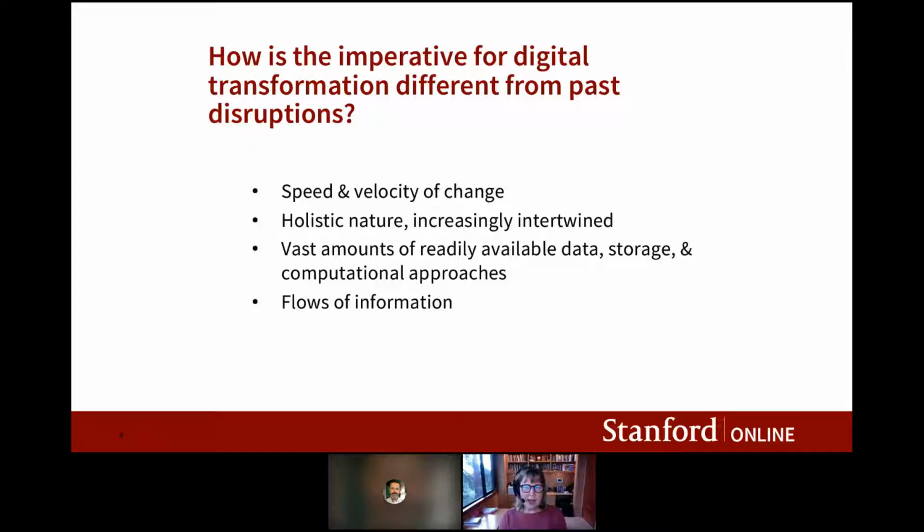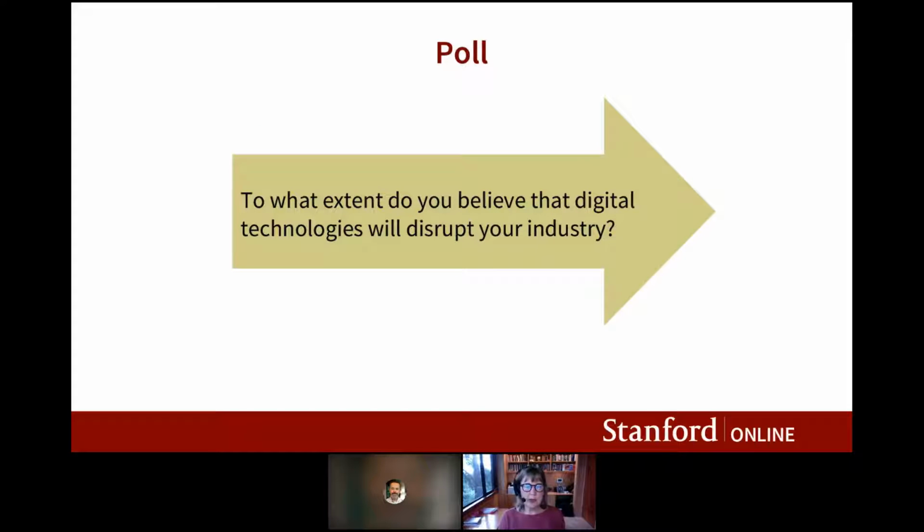So with that, I'm going to have you do a poll to get a sense of what your experience is of these disruptions. So can we launch the poll? There we go. So to what extent do you believe that digital technologies will disrupt your industry? Please submit your vote.